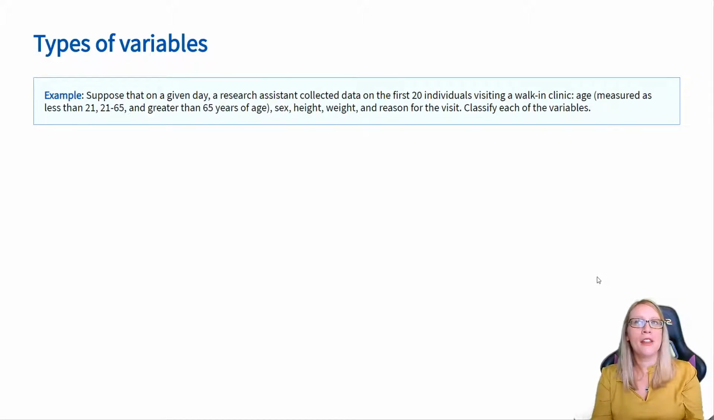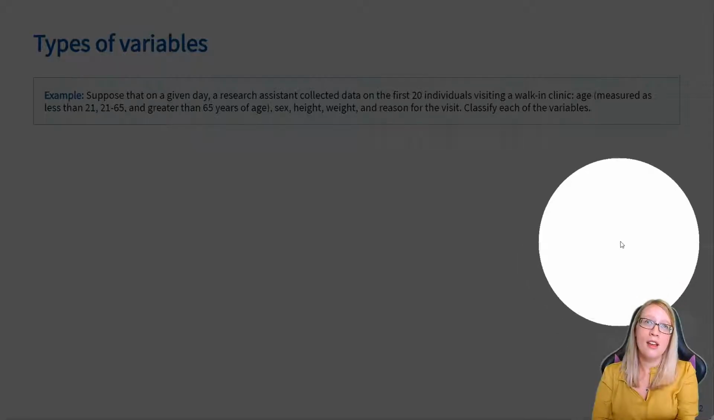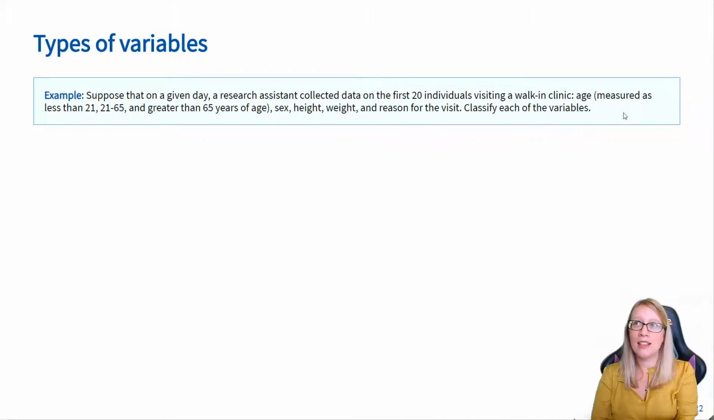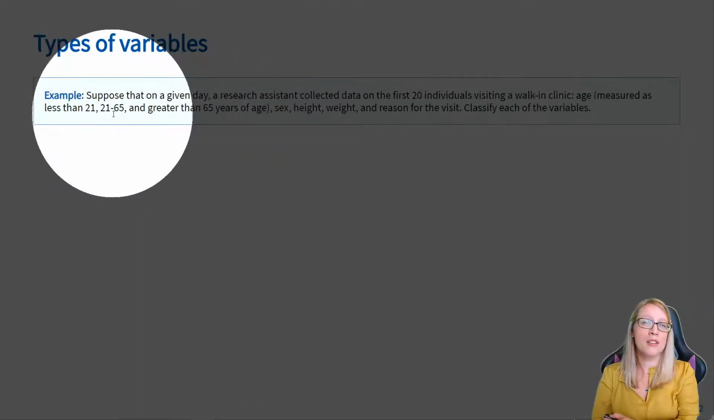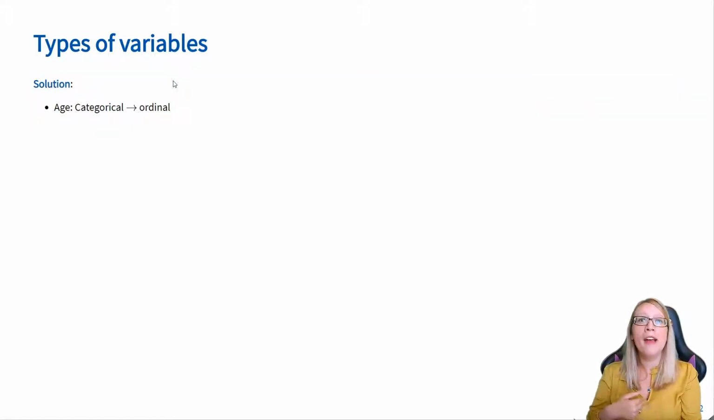So let's take a look at another example. Suppose that on any given day, a research assistant is collecting data on the first 20 individuals visiting a walk-in clinic. We have age, sex, height, weight, and reason for the visit. Let's classify each of these. Age in this example, how is that reported? It's actually measured in ranges. So we have age as less than 21, 21 to 65, greater than 65. So this is an example where age would actually be a categorical variable, and it's an ordinal categorical variable. There's a definite ordering to reporting age in that way.